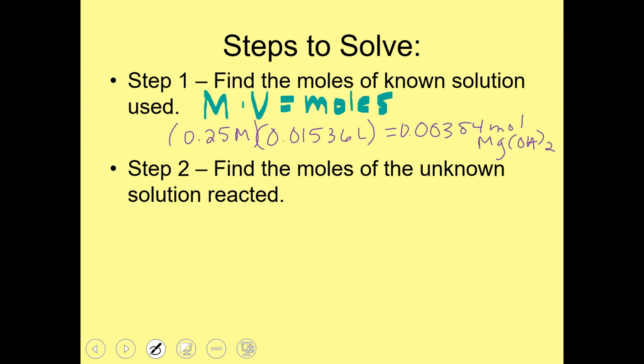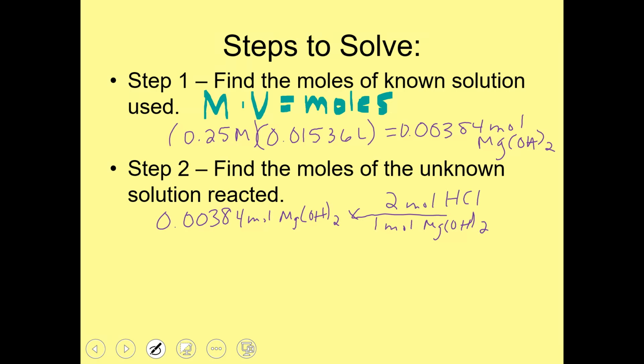Then we want to use the mole to mole ratio from the balanced equation. For example, we know that for every 1 mole of magnesium hydroxide, it requires 2 moles of HCl to neutralize it. How do I know that? I know that because I look at the balanced equation and use the coefficients. This then gives us the moles of the acid because the moles of the hydroxide will divide out.